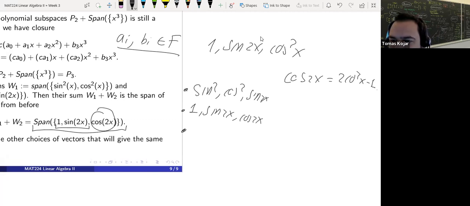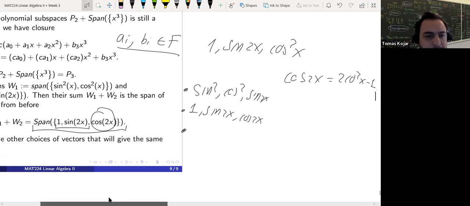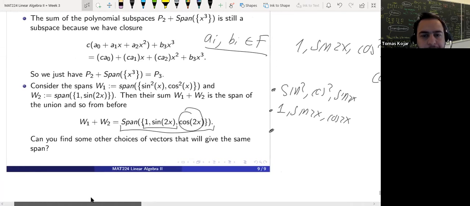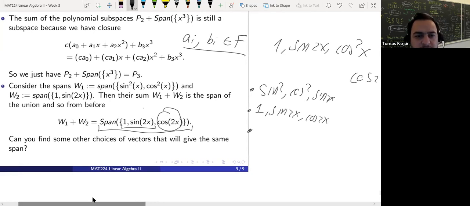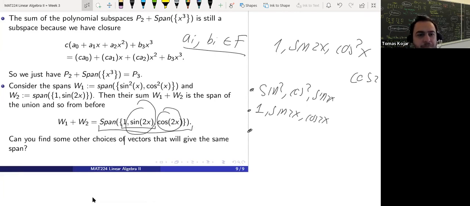Every one of sine square, cosine square, 1 can be redundant. Right. Yeah, I guess only the sine 2x is the one that we cannot drop. This is like a true independent vector. Yeah, exactly. This is right. Absolutely. Only sine 2x cannot be dropped.